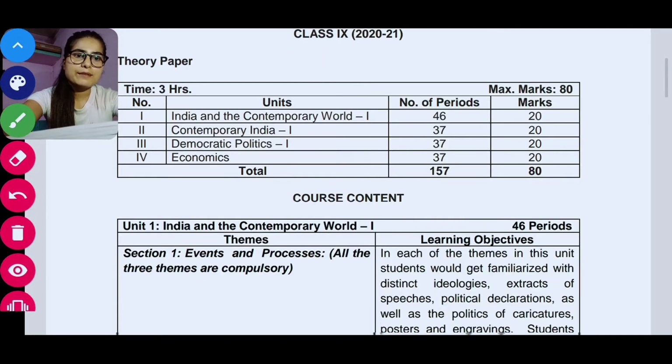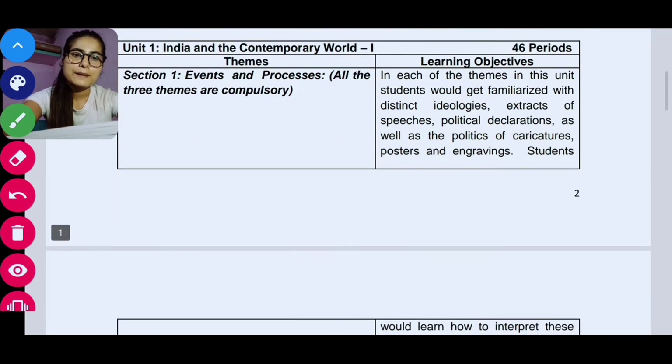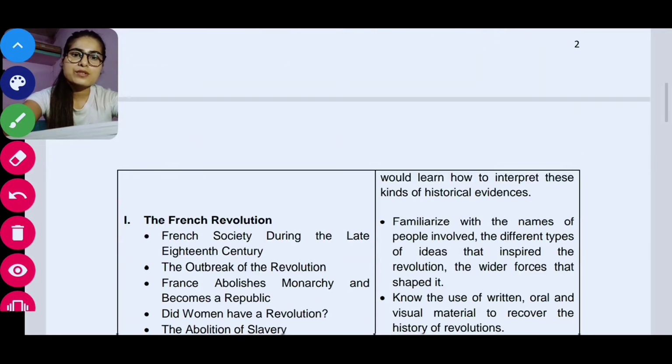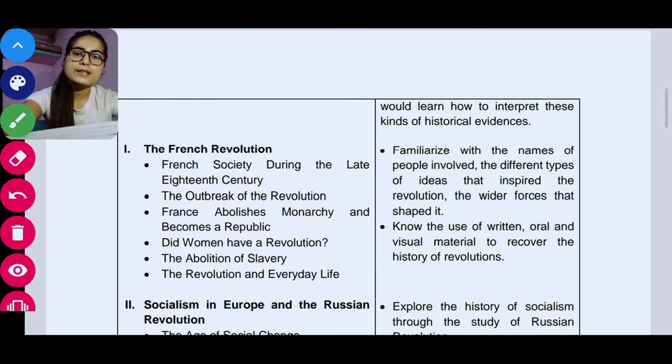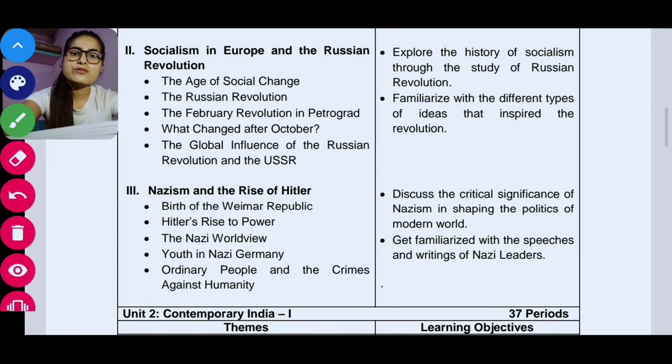The next thing I am going to talk about is the lessons which are needed and the lessons which are not needed from the history book. At first, in history, the French Revolution is there in the book and needed for the exam. Then you have Socialism in Europe and the Russian Revolution, which is also needed. So these two are compulsory. And the third one is Nazism and the Rise of Hitler. So these three are there in the history book for this year. There was one more, Forest Society, but this is not needed this year. So these three will be from history.